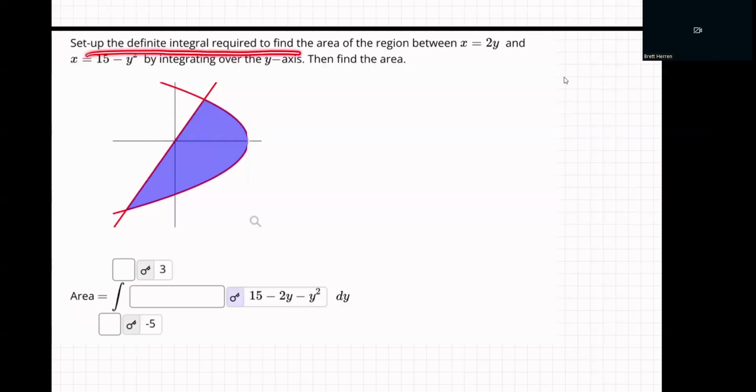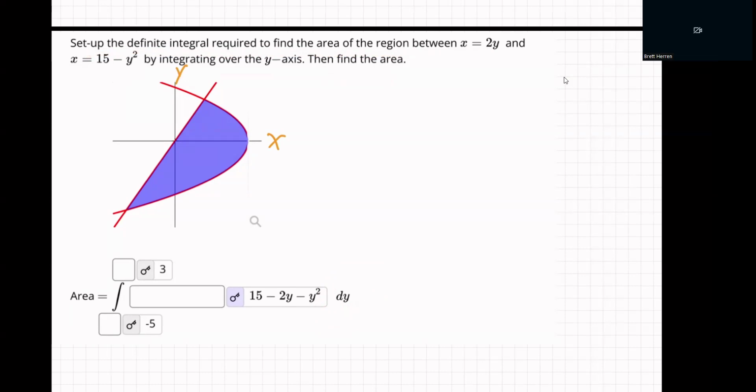Set up the definite integral required to find the area of the region between x equals 2y and x equals 15 minus y squared by integrating over the y-axis. So notice they want us to do a dy integral. That's really important: on all these ones, you notice if it's dx or dy. So dy, this is the x-axis here, this is the y-axis there.